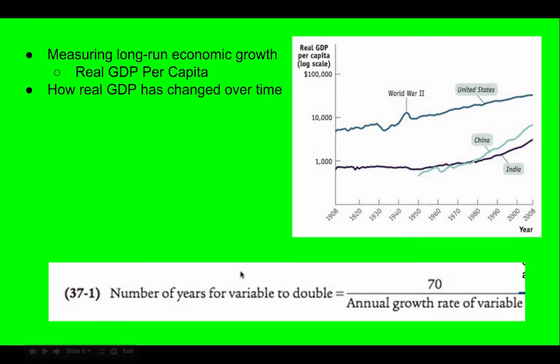There is an equation in the module that you just need to remember. It's called the Rule of 70. Rule of 70 talks about the number of years for a variable to double, so in this case GDP, and the number of years it takes for GDP to double equals 70 divided by the annual growth rate of that variable.